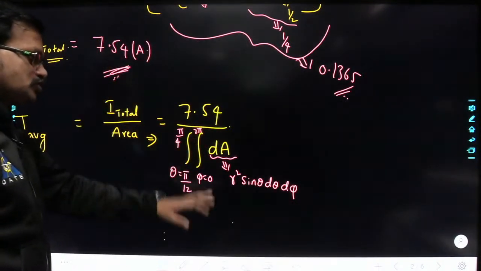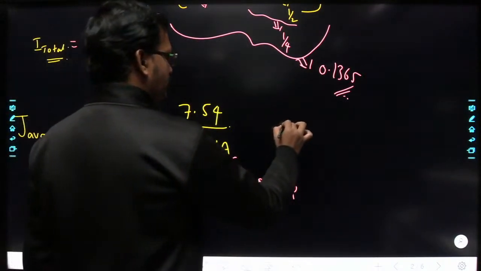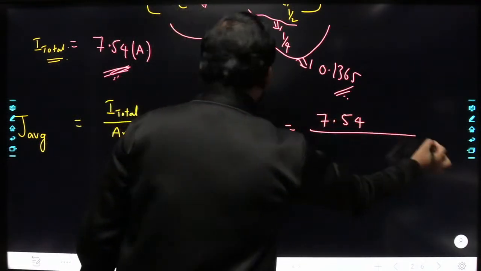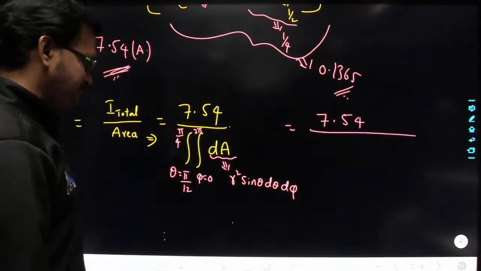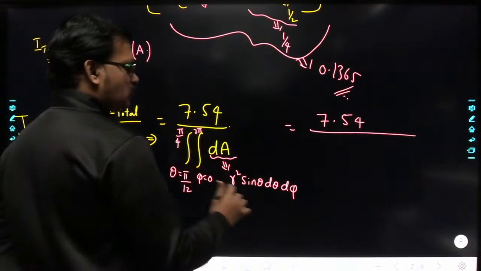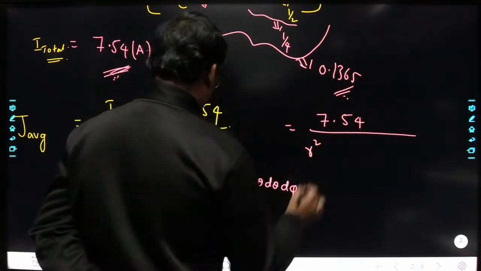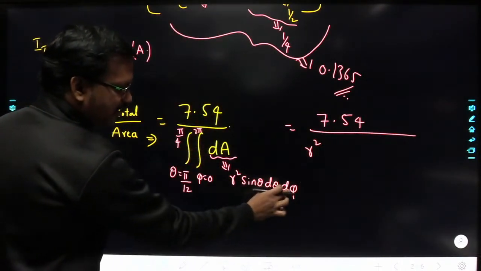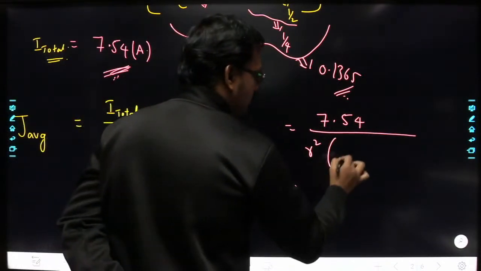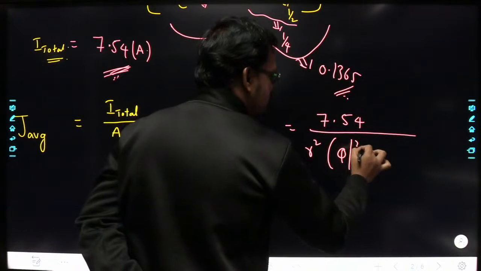Okay. So just to do this one here, you are going to get the average current density. So that is 7.54 divided by r square, which is constant with respect to this integration, so take it outside the integration. So you are going to get r square. Next, integral d phi is nothing but phi, and substitute the range of phi. So what you are going to get? Phi is ranging from 0 to 2 pi.